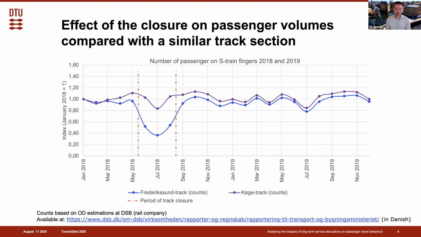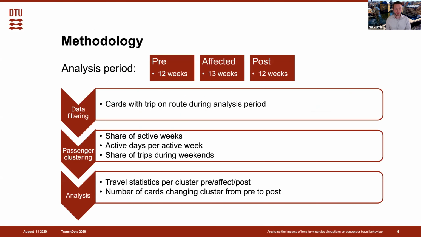And especially we also see that the blue line, so the affected line, has really hard to come up to the same level as the reference line here, even long time after the disruption has finished, which could indicate some long-term effects also. So the method we have been using is first defining an analysis period, which we divide into pre-phases, the affected phases when the closure was happening, and post phases after that.